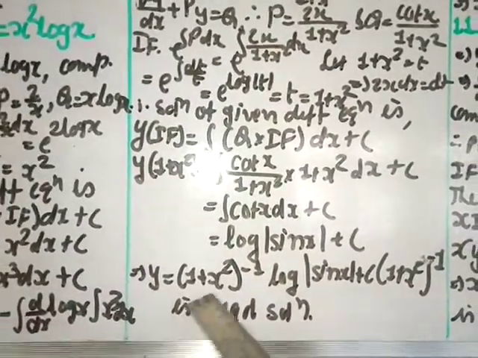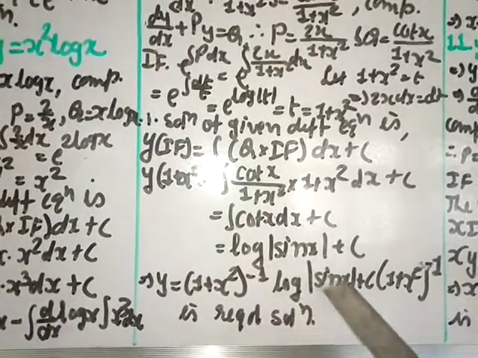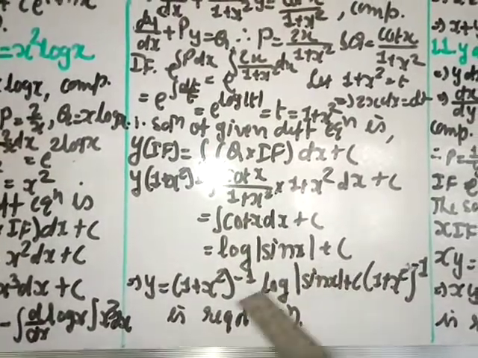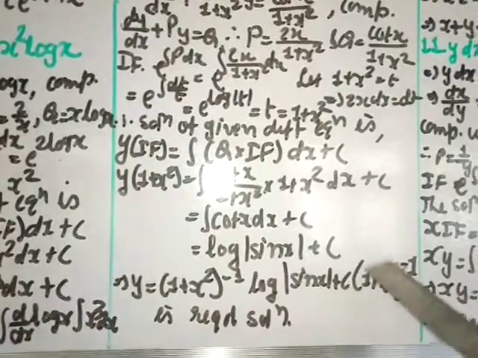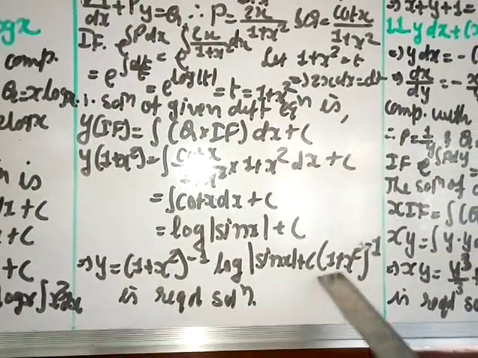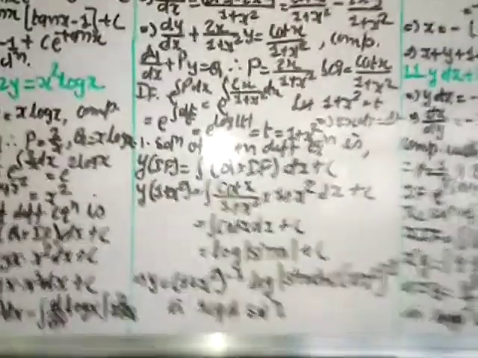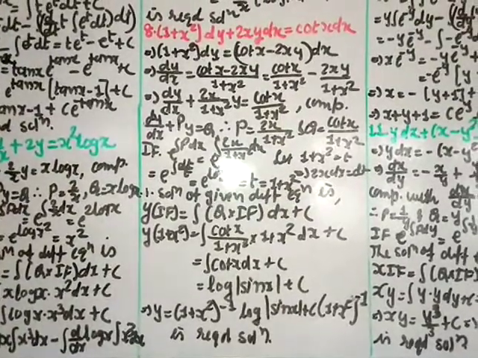So y is equal to (1 plus x square) power minus 1 into log this one sin x plus c, and here also when you transfer it will come here also, you are taking with a negative sign in the numerator, (1 plus x square) power minus 1. So this is a required solution for the given differential equation.